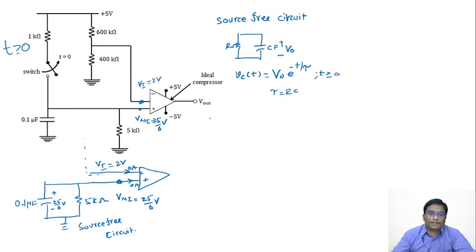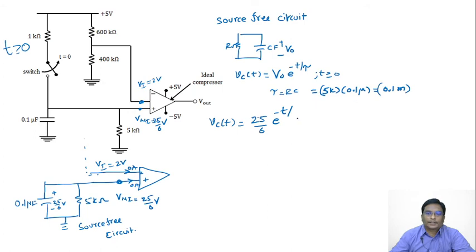Same way here, this is Vc of t. This Vc of t is nothing but the initial voltage V naught, which is 25 by 6. So Vc of t is 25 by 6 into e power minus t by tau. Tau is nothing but R into C, the RC constant. And here R equals 5 kilo, C is 0.1 micro, so this is 0.5 milliseconds. That's the time constant.